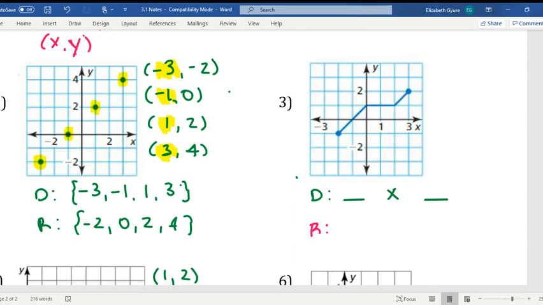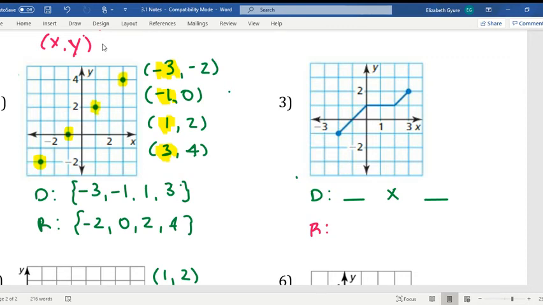Now I'm going to figure out my inequality signs. Well, do I have open circles or closed circles? Closed circles. Do you guys remember what kind of signs I could use if it was closed circles? Yeah, greater than or equal to, or less than or equal to.